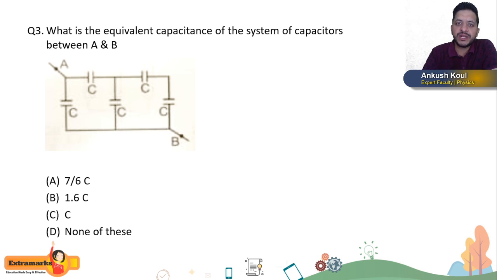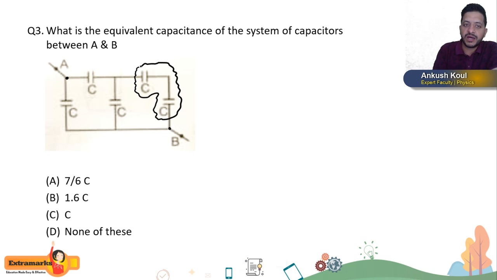If you see, what is the equivalent capacitance of a system of capacitors between A and B, it is a simple question of reduction. The terminals are given as A and B. So first I need to visualize which capacitors are connected in series and which capacitors are connected in parallel. When I looked at this circuit, the first eye-catching point was that these two capacitors are connected purely in series and there is nothing present at this junction. So these two capacitors are in series.